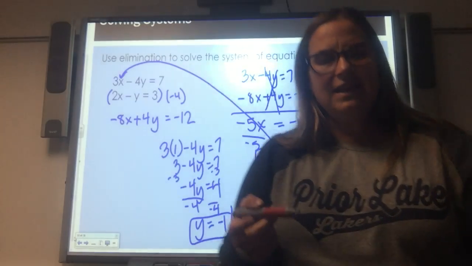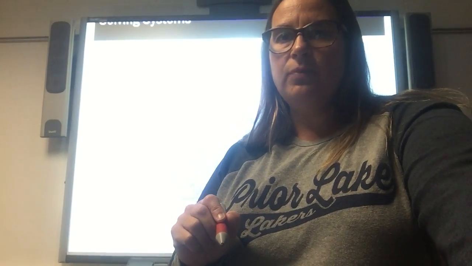And I don't think I said it yesterday, so now moving forward, when you write your solution to a system, what I'd really like you to do is make sure you write them as an ordered pair, because technically that is what you need to do, okay?